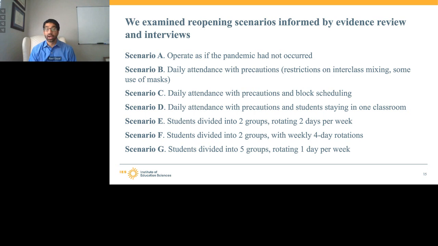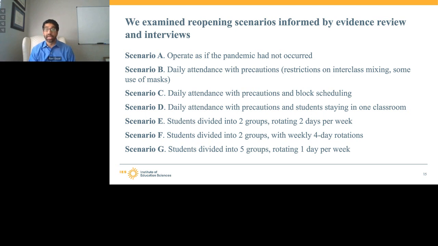Scenarios E and F represent students not attending every day in person. In scenario E, students are divided into 2 groups, and they're rotating and attending 2 in-person class days a week. So for example, students might be attending Monday and Wednesday, while another group is attending Tuesday and Thursday. Scenario F is also students divided into 2 groups, and on average, they're also attending 2 days a week, but it's structured a little bit differently.